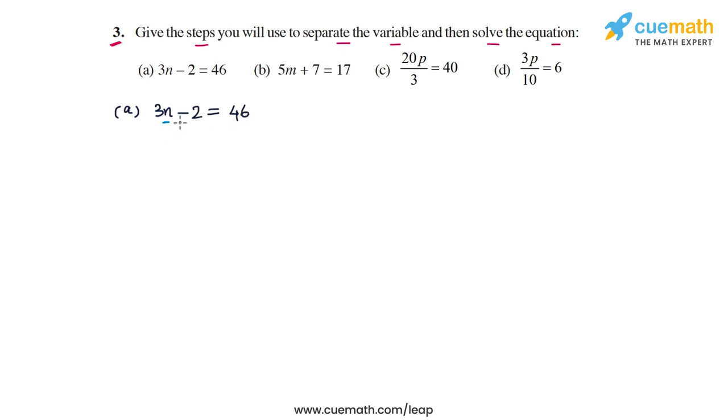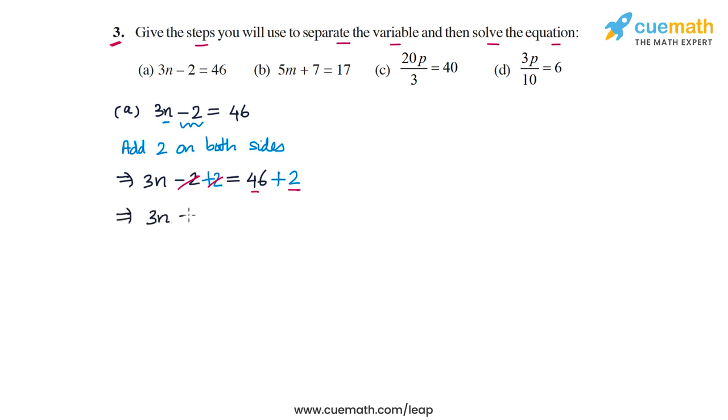So what we'll do is we'll first get rid of this minus 2 on the LHS by adding 2 on both sides. So let's add 2 on both sides. Okay, so the original LHS is 3n minus 2. The original RHS is 46 and we are going to add 2 on both sides. Now the minus 2 and plus 2 terms cancel out and 46 plus 2 is 48. So we get 3n on the LHS and 48 on the RHS.